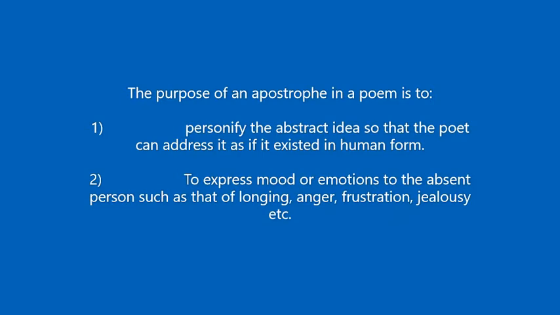The purpose of an apostrophe in a poem is to: 1. Personify the abstract idea so that the poet can address it as if it existed in human form. 2. To express mood or emotions to the absent person, such as longing, anger, frustration, jealousy, etc. Now that we have seen the meaning and the purpose of an apostrophe in poetry, there are a few questions that may come to mind.